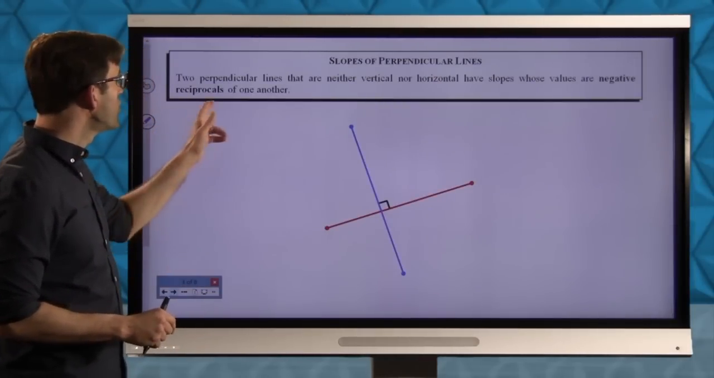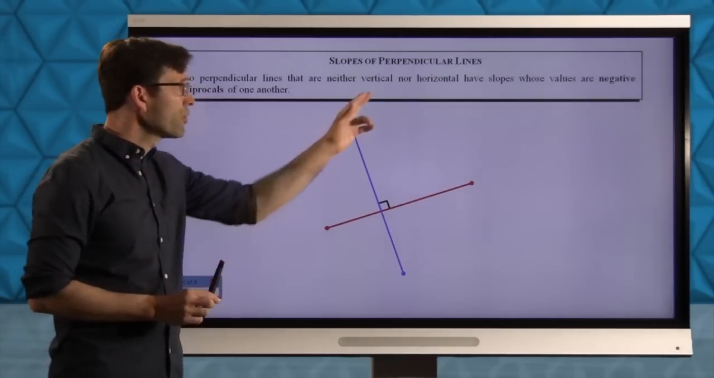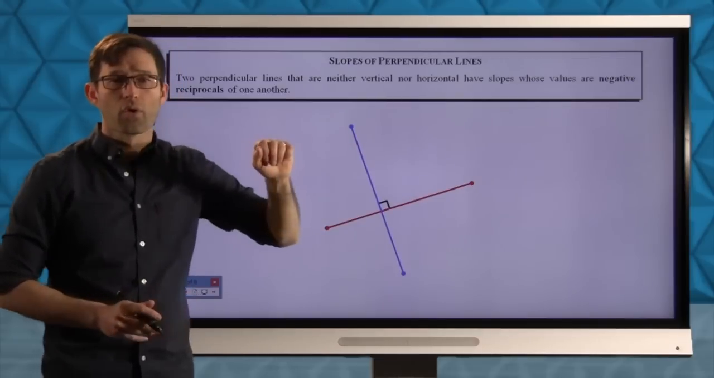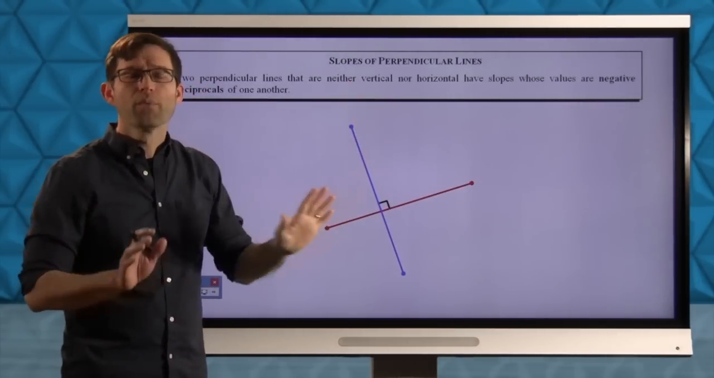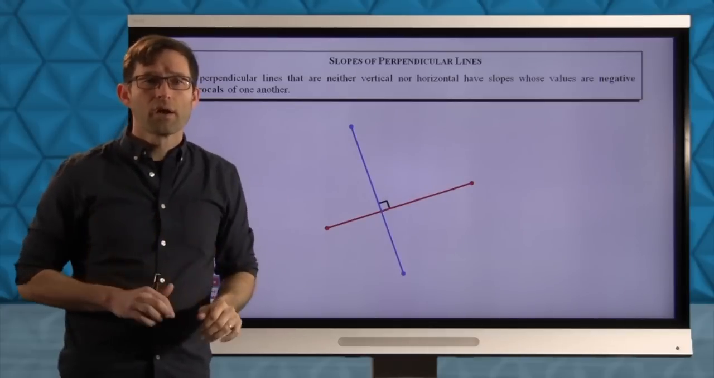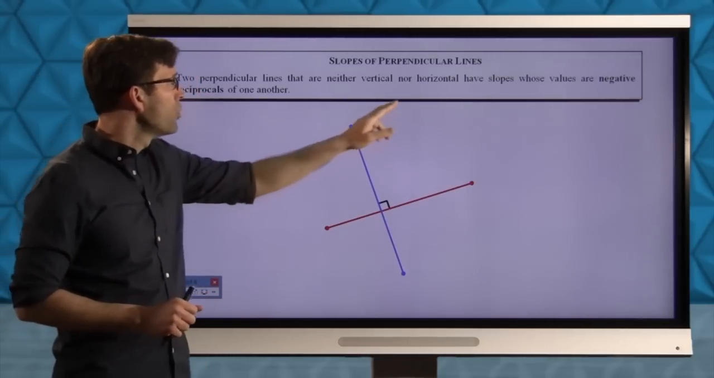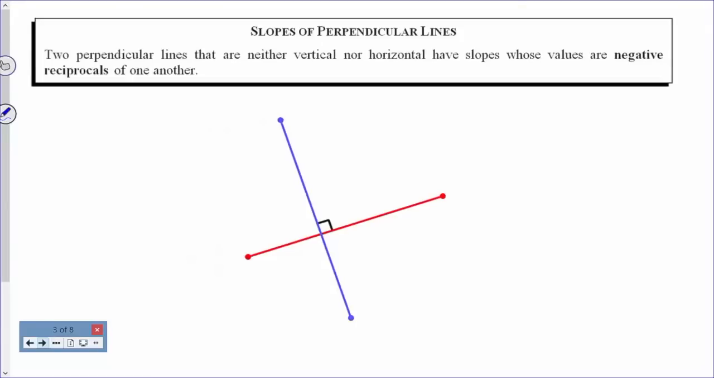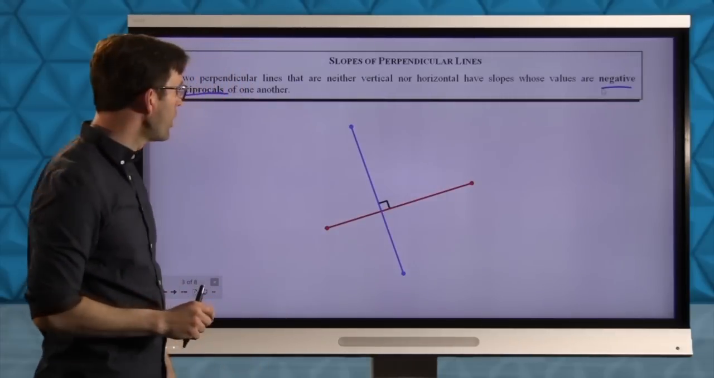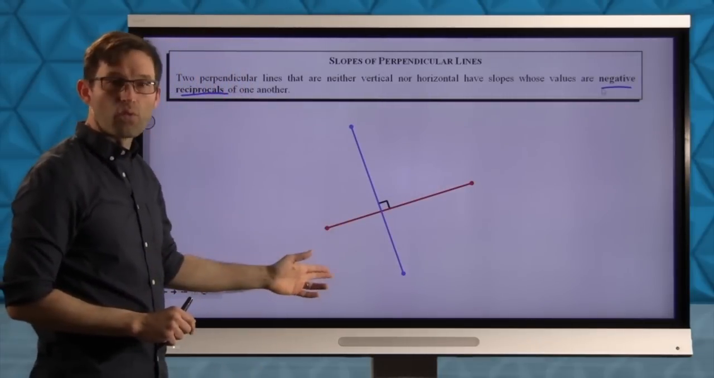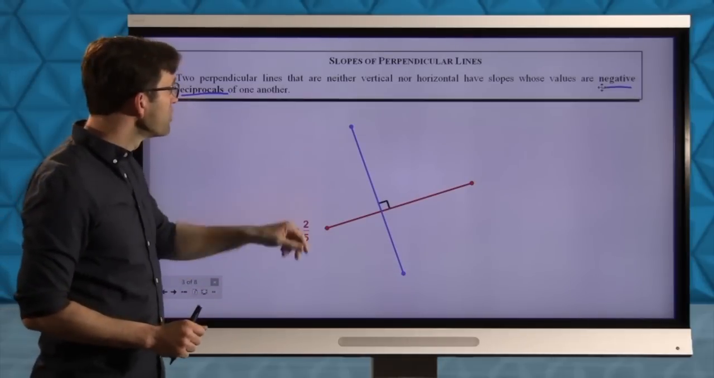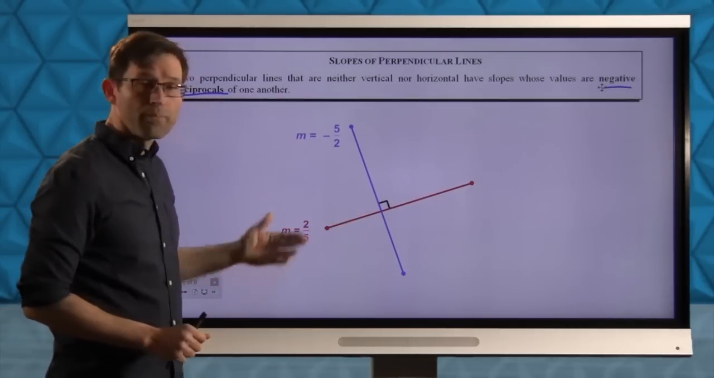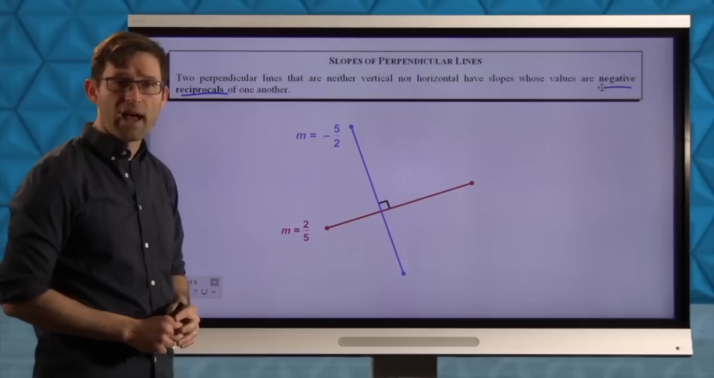Two perpendicular lines that are neither vertical nor horizontal, and when we have our lesson on vertical and horizontal lines, it'll make a lot more sense why I have to keep putting this in. But for right now, two lines that are neither horizontal nor vertical, that are perpendicular, will have slopes that are negative reciprocals of one another. Negative reciprocals of one another. So for instance, if I've got this red line segment, let's say its slope was 2/5. Then this blue line segment that's perpendicular to it would have a slope of negative 5/2.